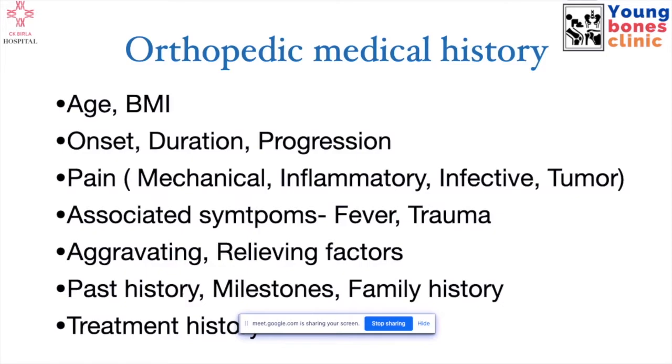Then again, the onset of the limp, the duration, the progression, whether it's painful or not, right? Whether it's associated with fever, trauma, what are the aggravating factors, what are the relieving factors, what treatment has been taken, whether the milestones of the kid have been normal, whether there is a similar family history, what has been the past history, is the symptom recurring over a few months and years, and what treatment has been taken is again very important.